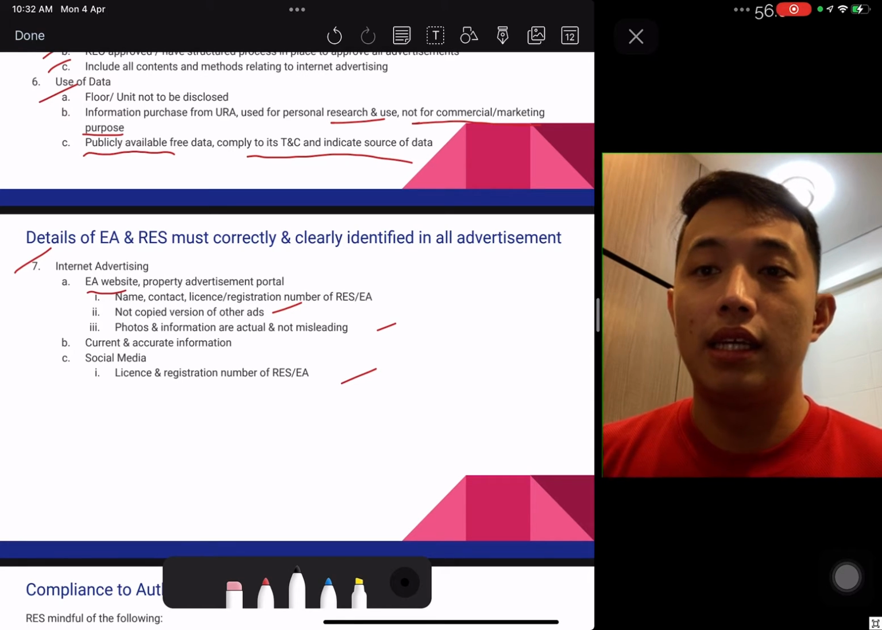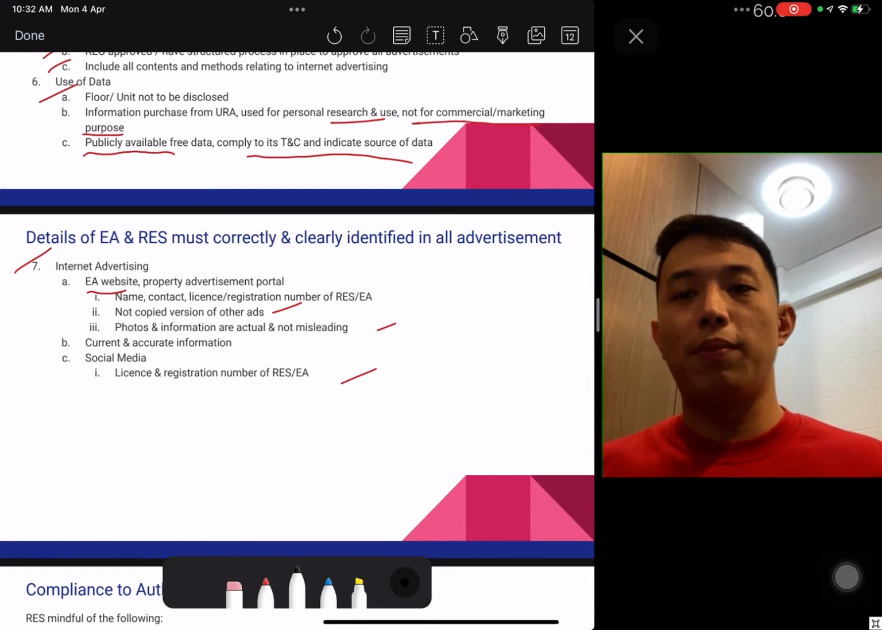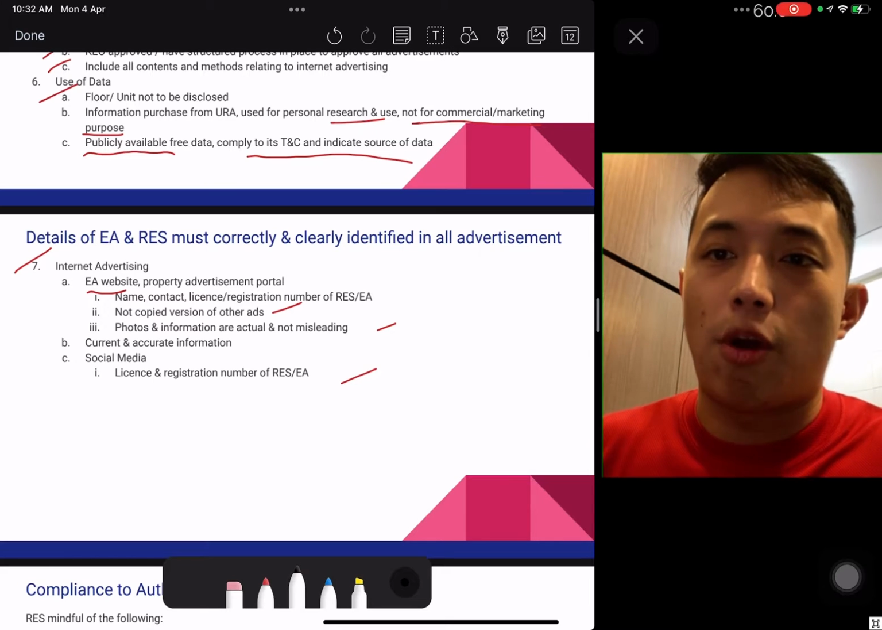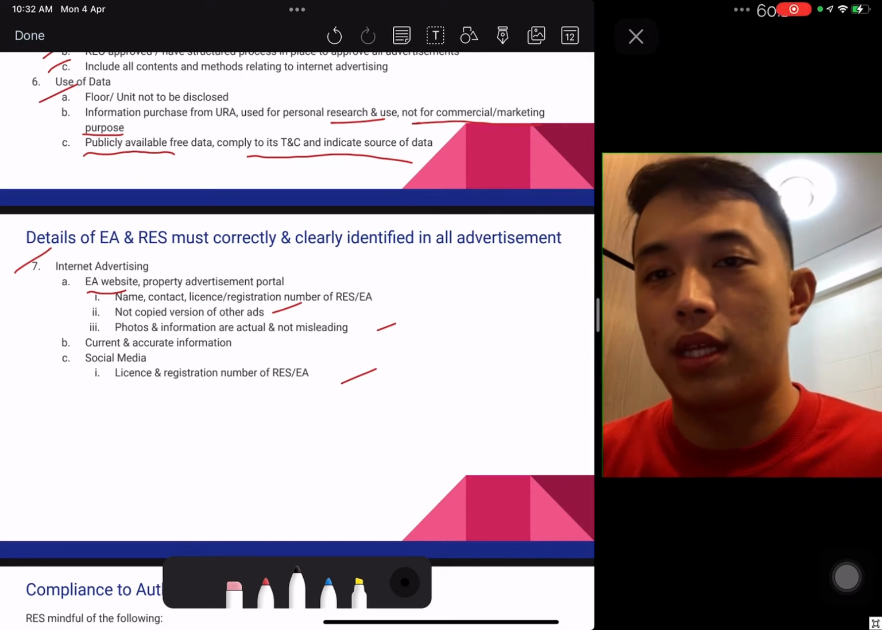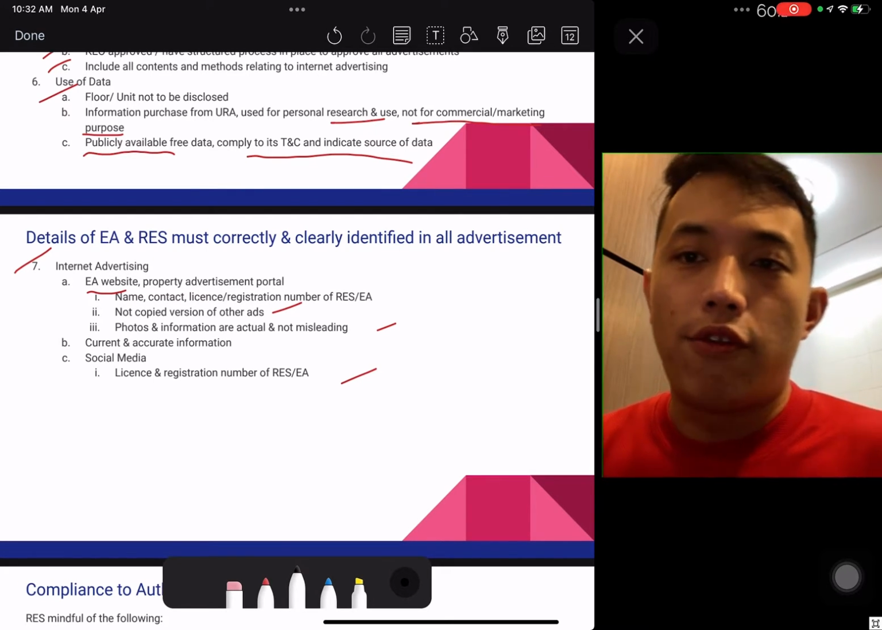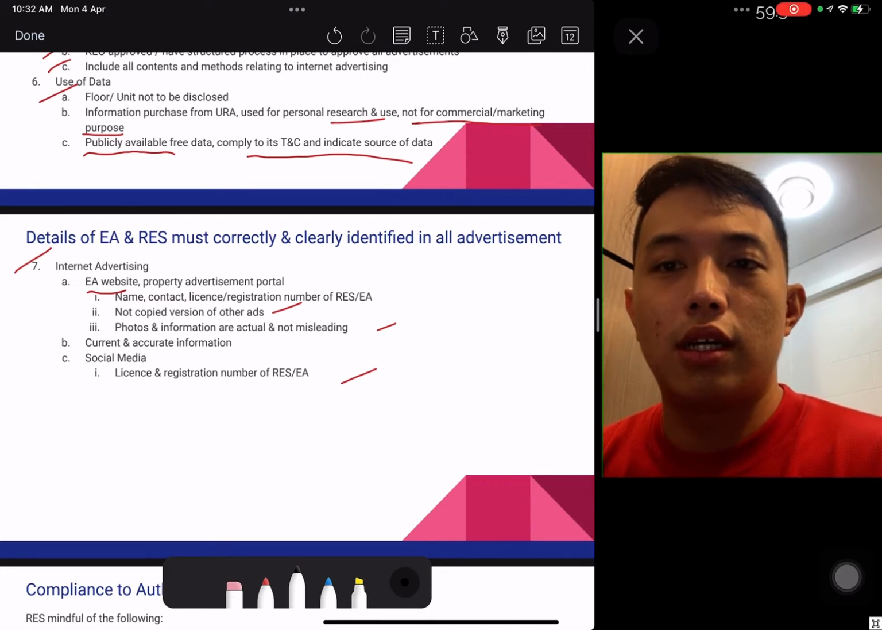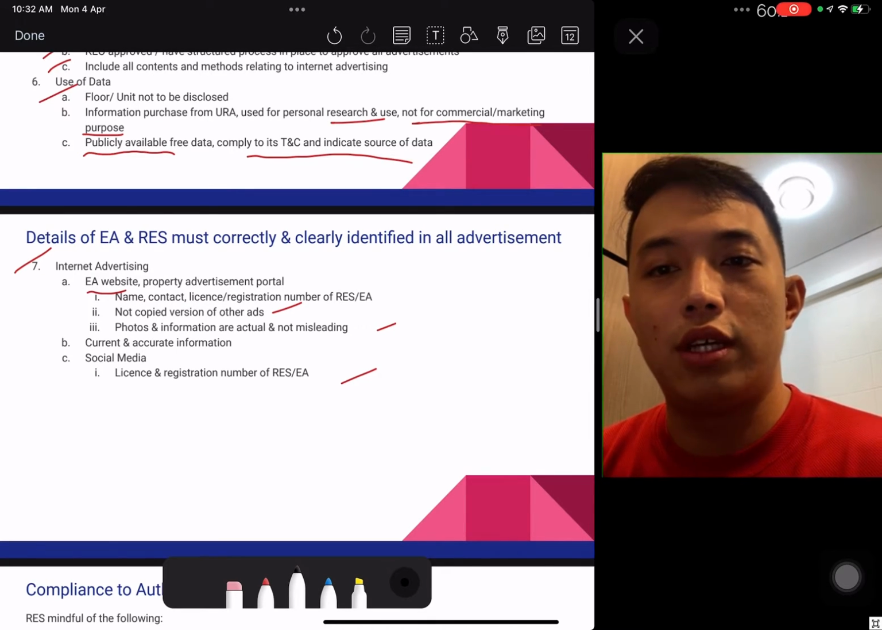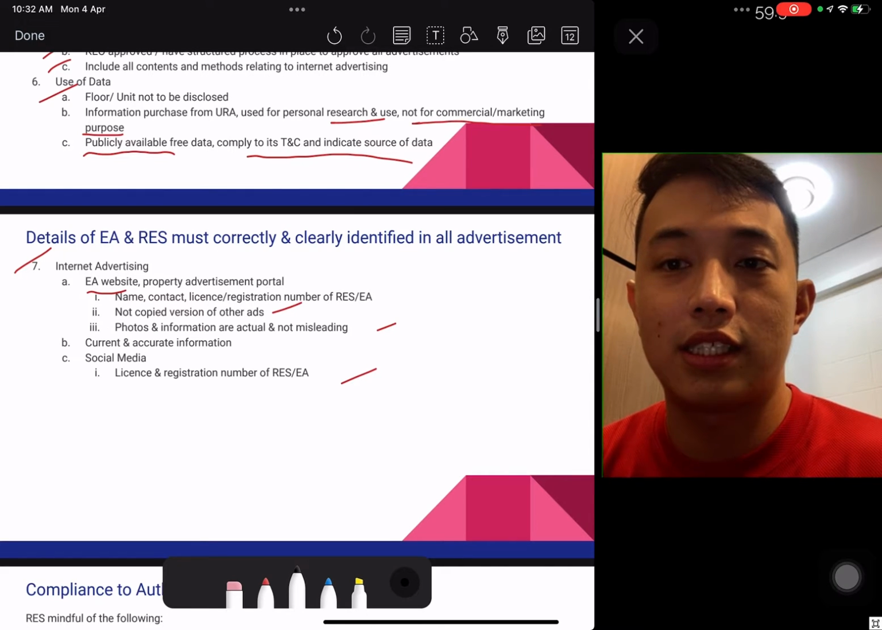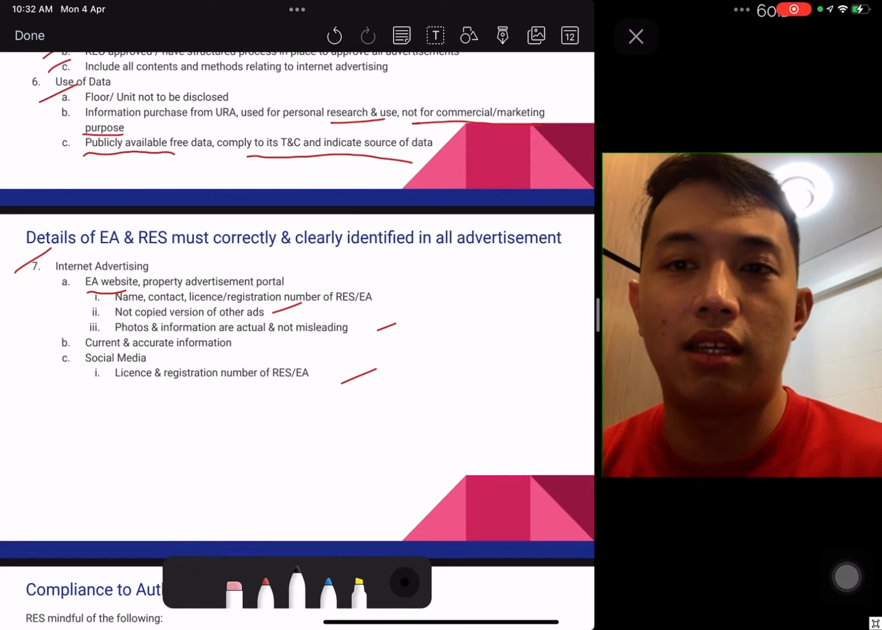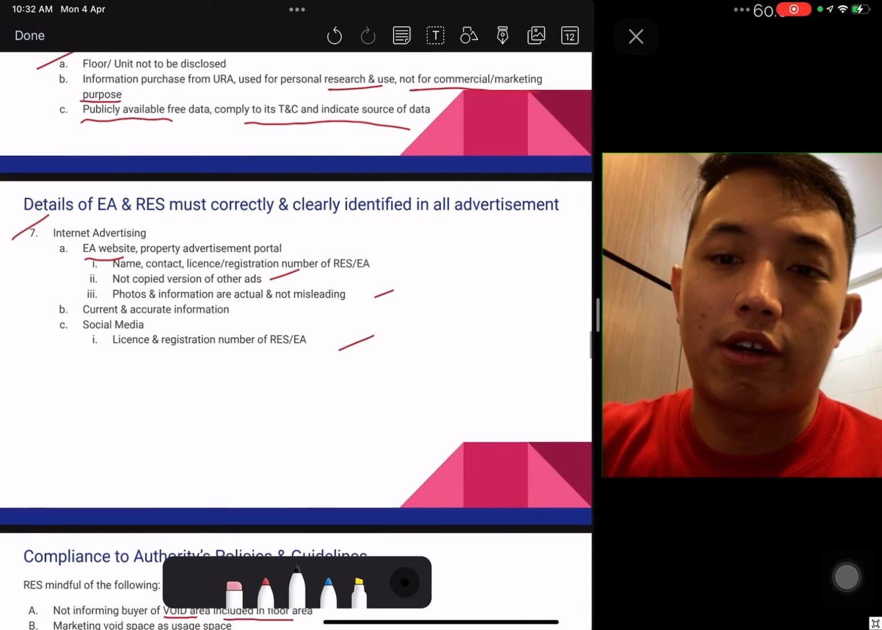Lastly, internet marketing. It can be on an internet EA website. Do not copy someone else's ad if you are not actually representing them. Photo information must be actual. Do not be misleading. Don't advertise other units. Social media can be used, but you must have a license number, the EA number of the RES and EA. You also need to have accurate information.